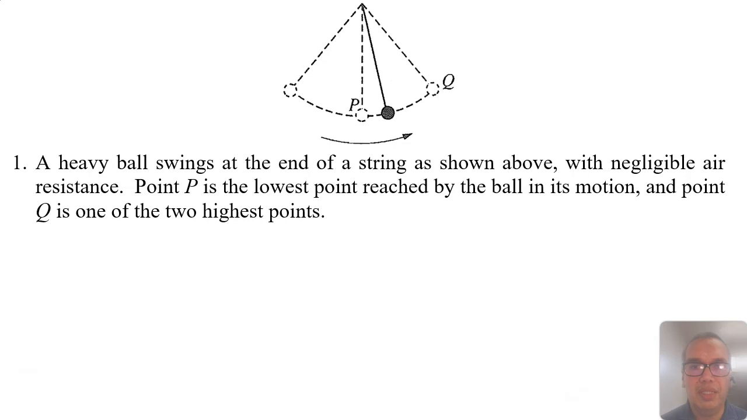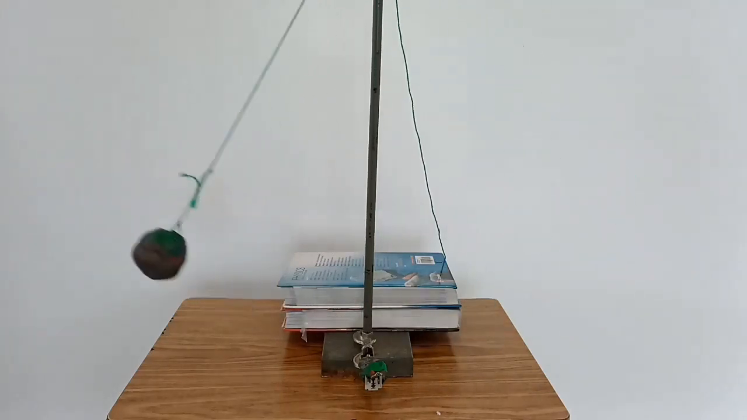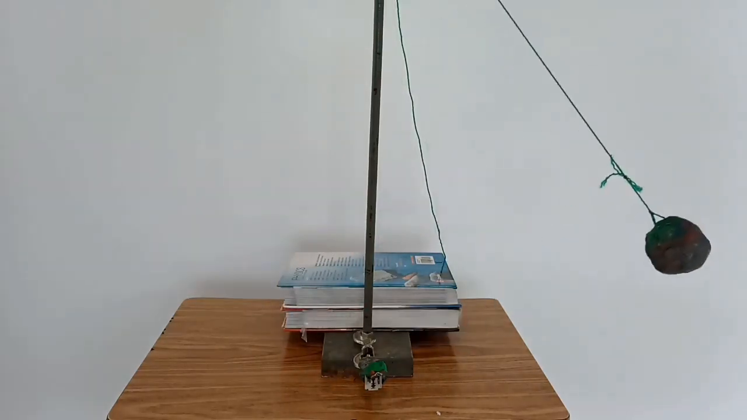What we have here is a pendulum, and they tell you specifically that you have a heavy ball that swings from end to end tied to a string, and they want you to neglect air resistance. Point P is the lowest point in the trajectory. Point Q is one of the two endpoints or highest points. And so this pendulum has several situations along its motion. This is a real life demonstration of what the pendulum is doing.